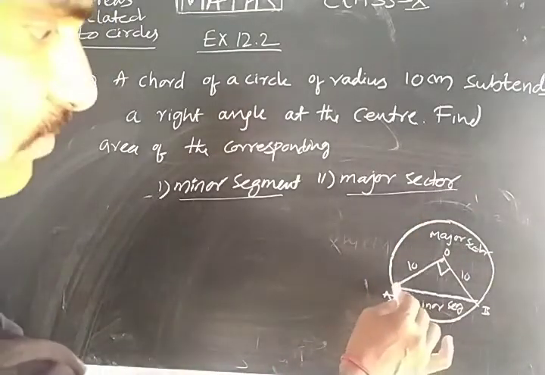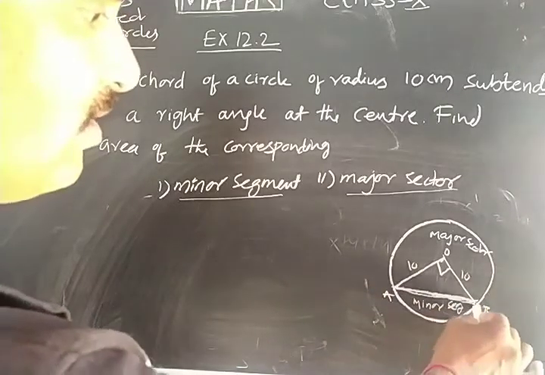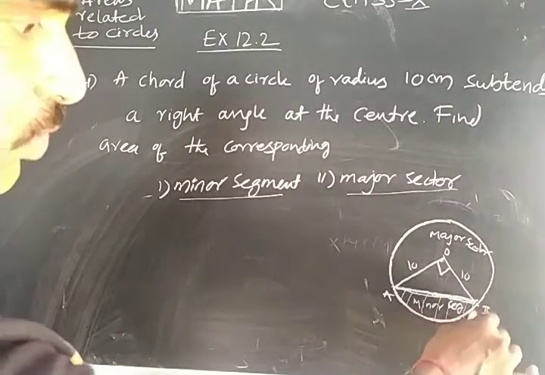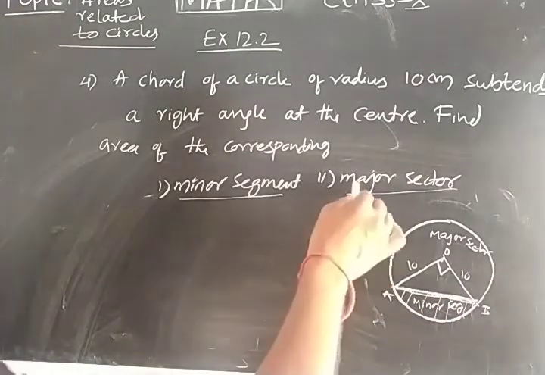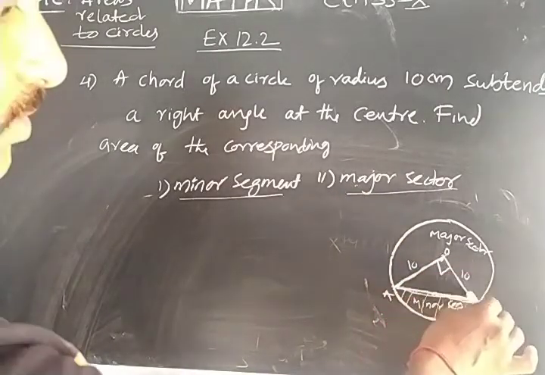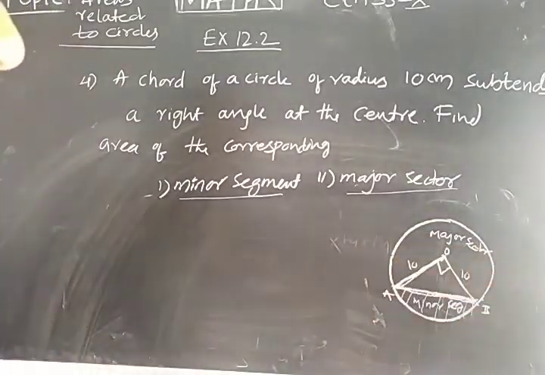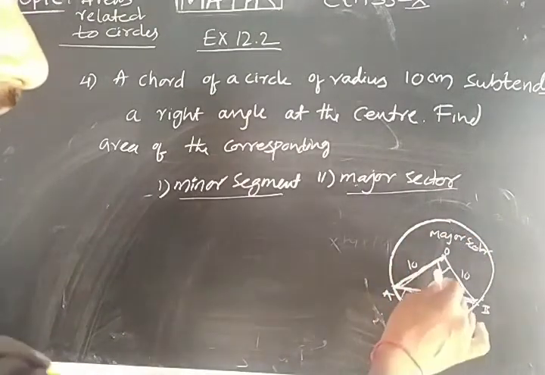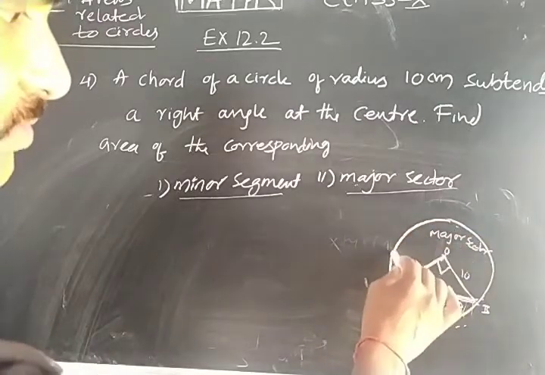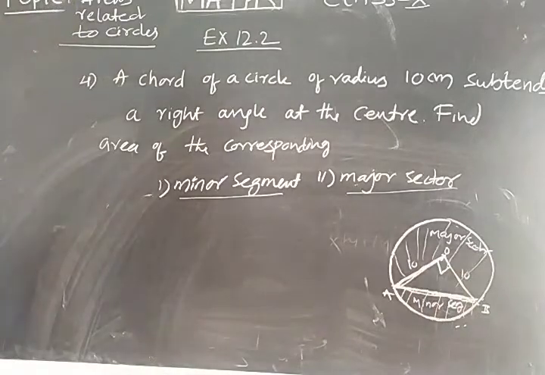Minor segment means this one. The area that lies between the chord of the circle and the arc of the circle is known as the minor segment. We need to find this minor segment area. And in the second part, major sector. The area bounded between two radii and an arc of the circle is called a sector, and in this, OAB is the minor sector and this other side is the major sector. So we are going to find the major sector area also, right?